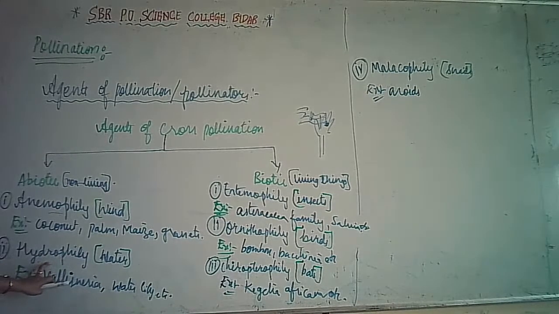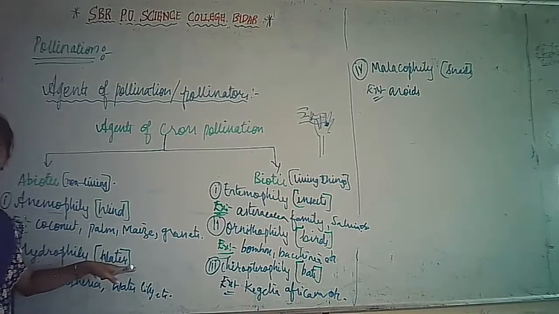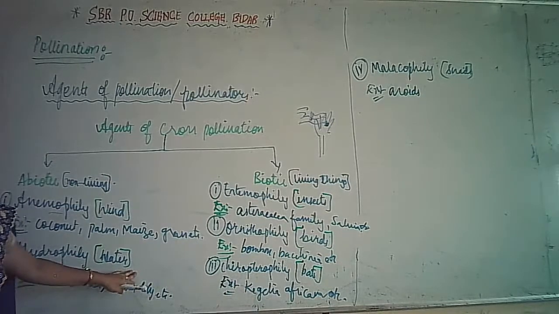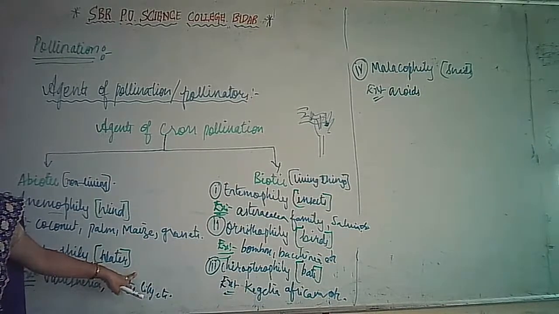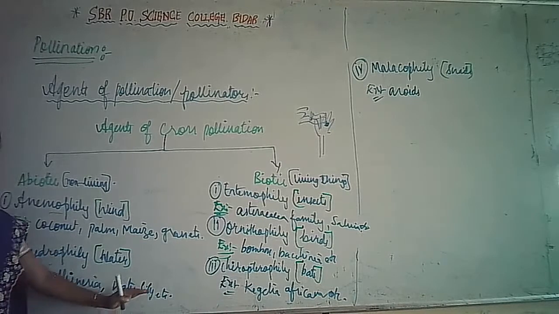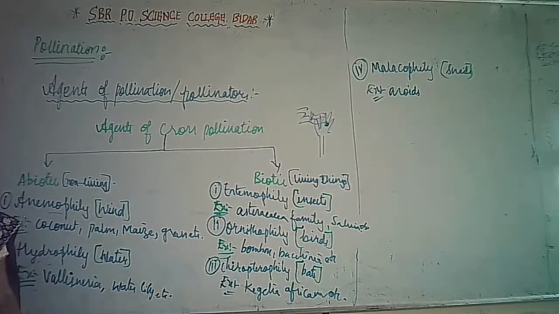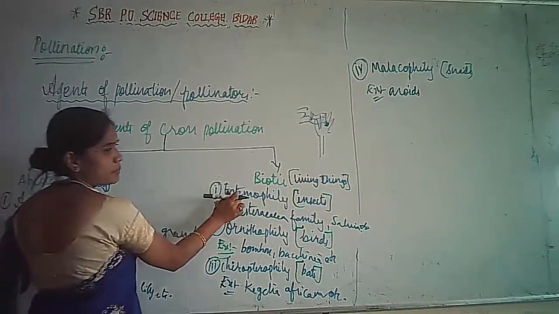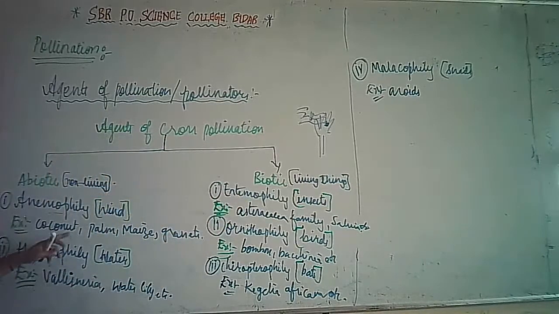Now what about hydrophily? Hydrophily means it is a process in which the transfer of pollen grains from anther to stigma is taking place with the help of water. Water is a pollinating agent. It occurs in aquatic plants, obviously. Examples: Vallisneria, water lily, sea grass. Vallisneria and mechanism पूछता है यहाँ पे compulsory 3 marks में, नहीं तो 5 marks पे text question है यहाँ पे. Explain the mechanism of pollination in Vallisneria. यहाँ पे आपको mechanism पूछता है.